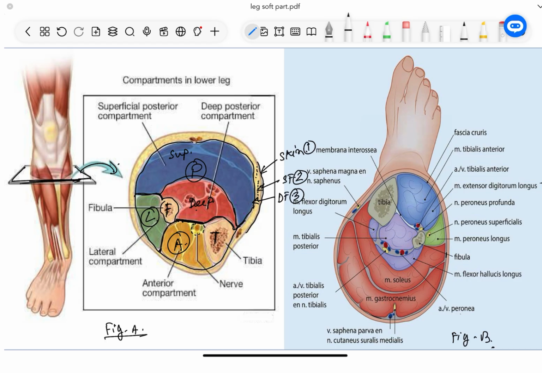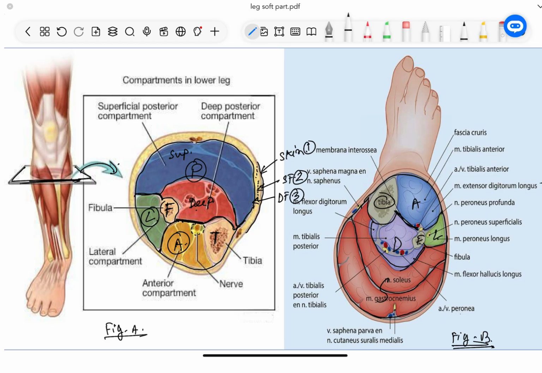And the leg has two bones, one is tibia, another one is fibula. The same things are also described in figure B. You can see again tibia and fibula, and the whole encircling is the deep fascia. Deep fascia moves inside and divides the whole leg into small compartments. This is the interosseous membrane. This is the transverse septum. This is the septum which is dividing the whole leg into small compartments: anterior, lateral, and this is the posterior. Posterior has two, superficial and deep. So this is the information related to the different compartments of the leg.